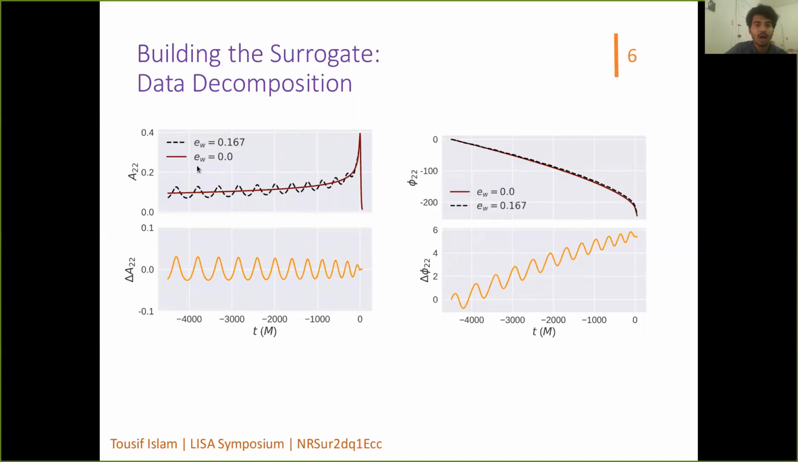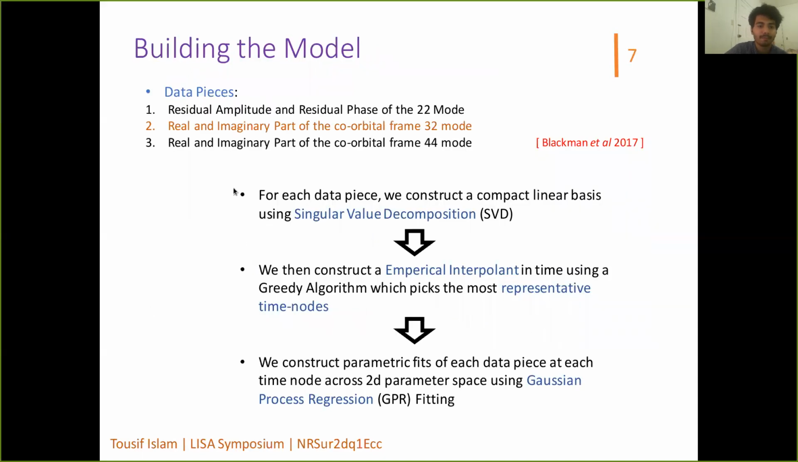Here we show a waveform with eccentricity 0.167 and another non-eccentric waveform, and then we show the residual amplitude and the residual phase. This means that we have 6 different data pieces to model for our surrogate waveform. We have the residual amplitude and the residual phase for the 2-2 mode. Then we have the real and imaginary parts for the coorbital frame 3-2 mode, and the same for the coorbital frame 4-4 mode. We follow the prescription provided in the Blackman et al. 2017 paper to build the surrogate.